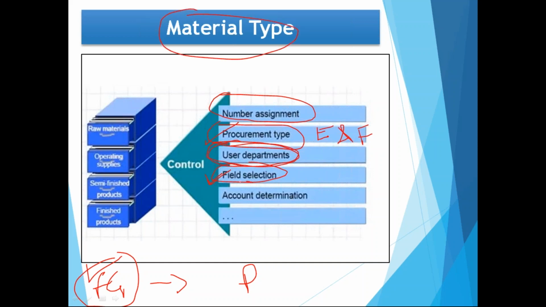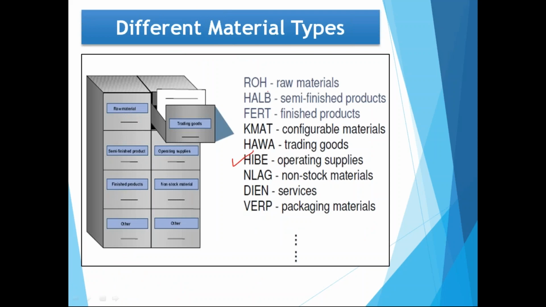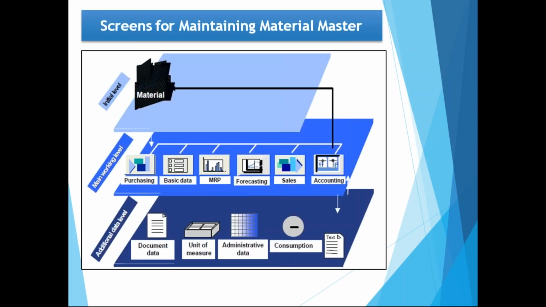Okay, and then your account determination. This is for finance data, controlling data. Okay, so basically material type will control all these activities. Different material types you might know, ERSA, operating supplies, but apart from this, in PP we will be using mostly these things. So now, how is the material master maintained?